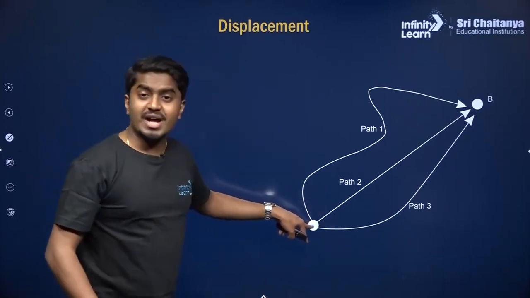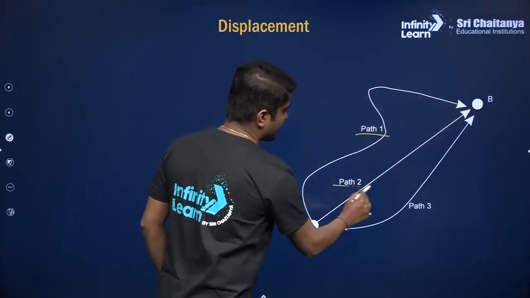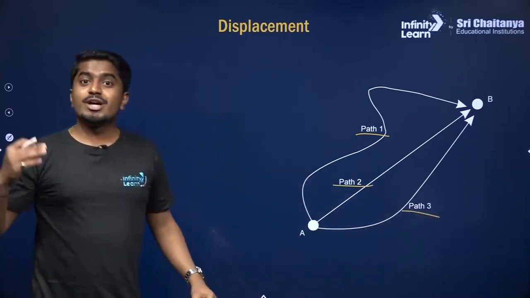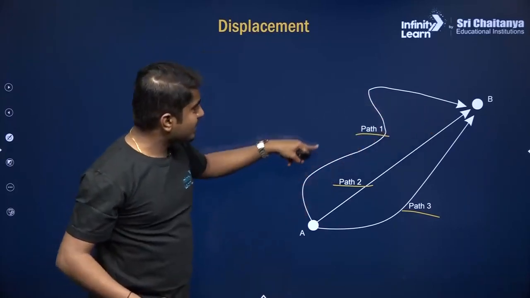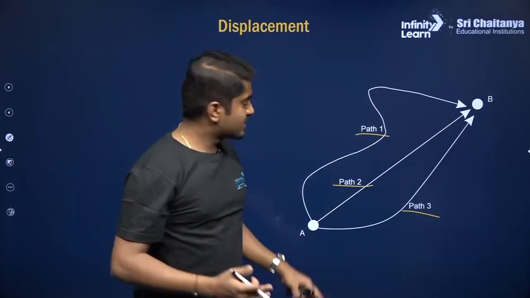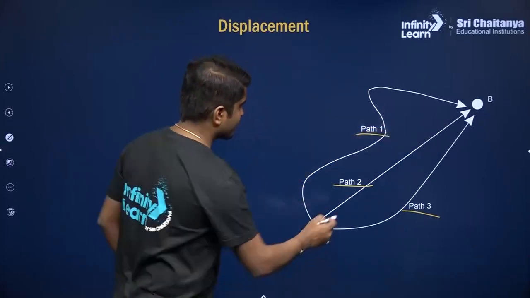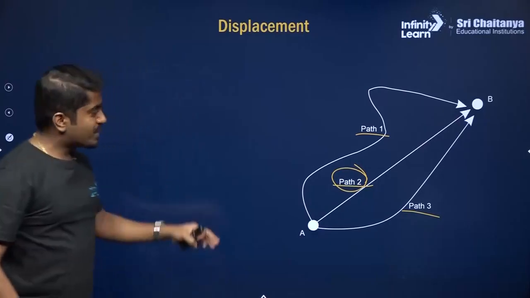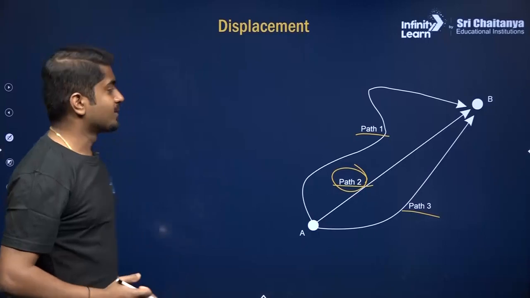Now there are many different ways. Let's suppose you start the journey at point A and you have to reach point B. There are different paths: path number 1, path number 2, path number 3. You can choose whichever path you like. If you go by path 1 or path 3, you cover a larger distance. But there is only one path, path number 2, which is the shortest path.